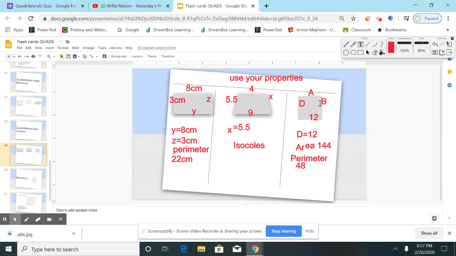That is how you fill in missing side lengths using your properties. So use what you know and then fill in on the other side and then answer whatever kind of question you are given. That is the last card of this unit, quadrilateral side lengths.